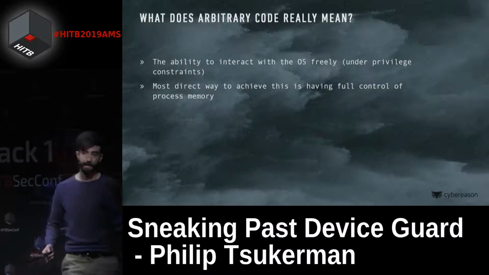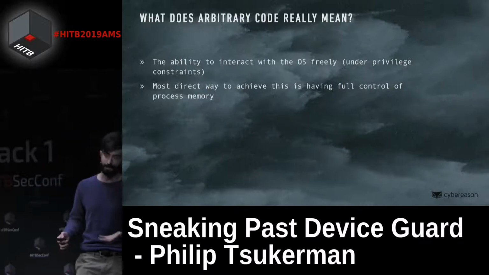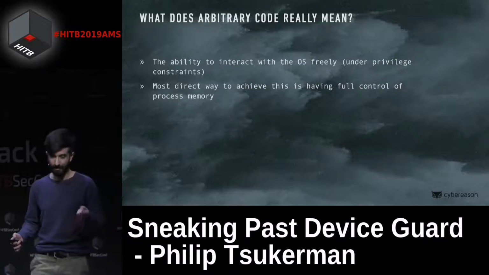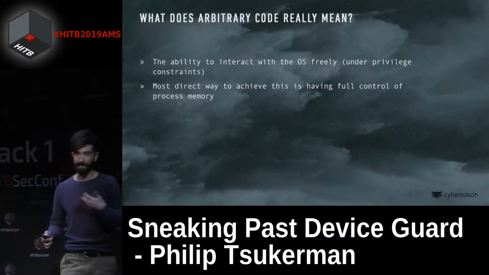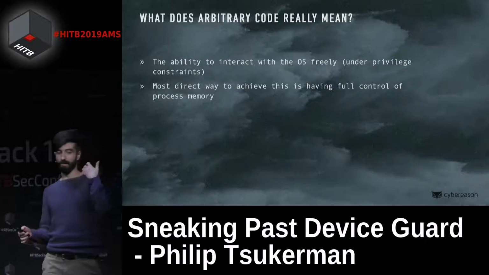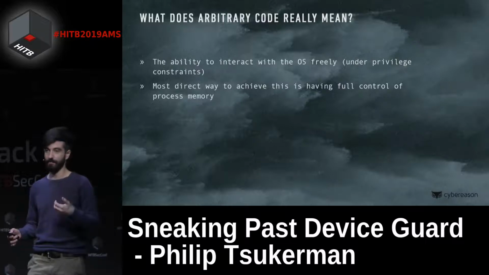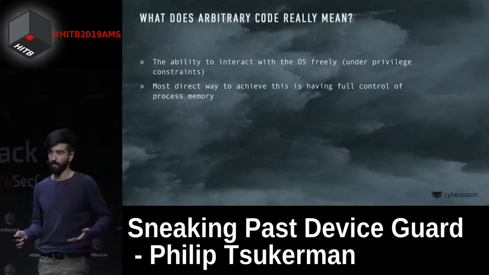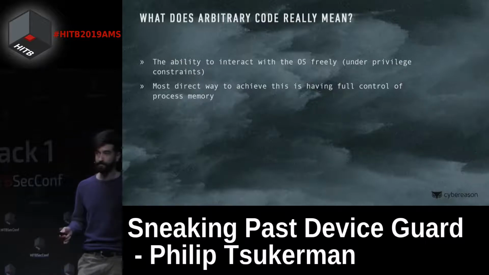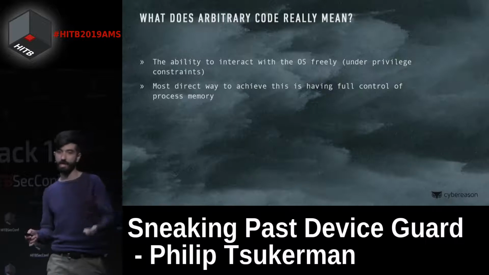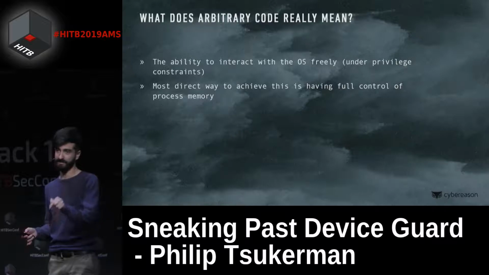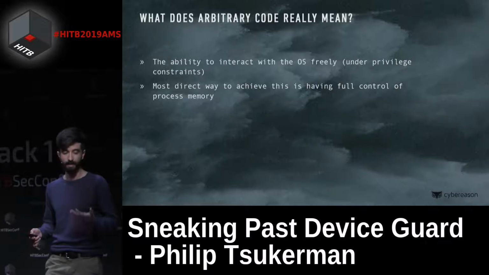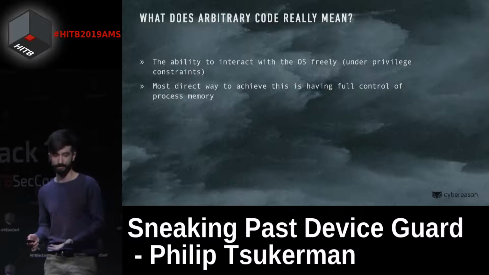Now, to understand how these bypasses work and what they actually achieve, we need to define a bit more specifically what we mean by arbitrary code. At least in my definition, it's the ability to fully and freely interact with the operating system, where the only constraint you have is actually privilege, meaning that I'm free to try to do anything, and maybe the operating system will tell me, well, you cannot access this resource, but I should be able to at least run the code that tries to access it.